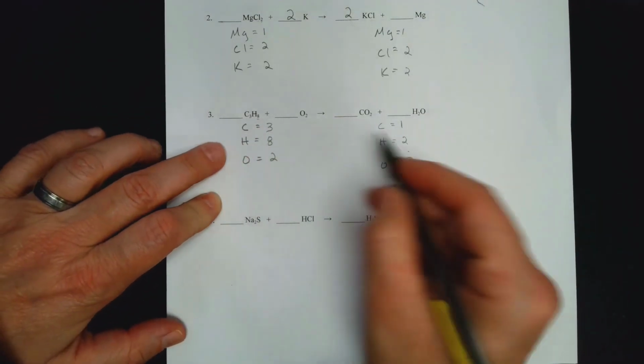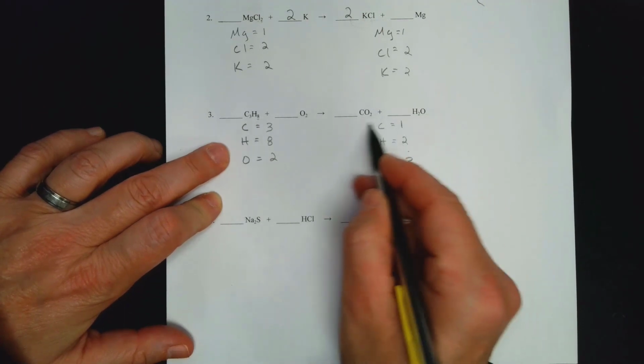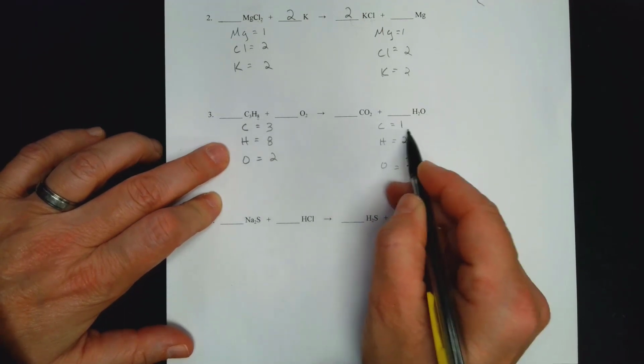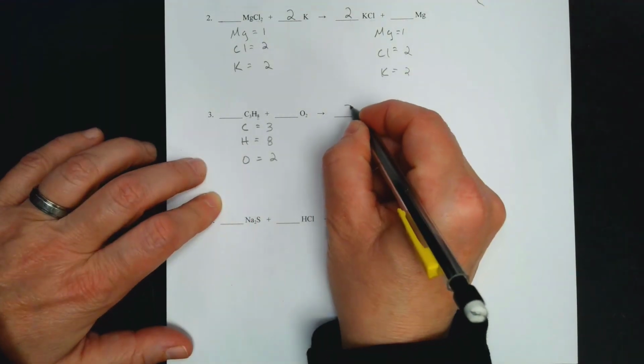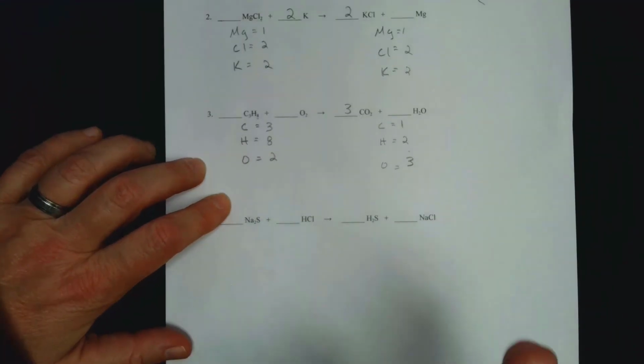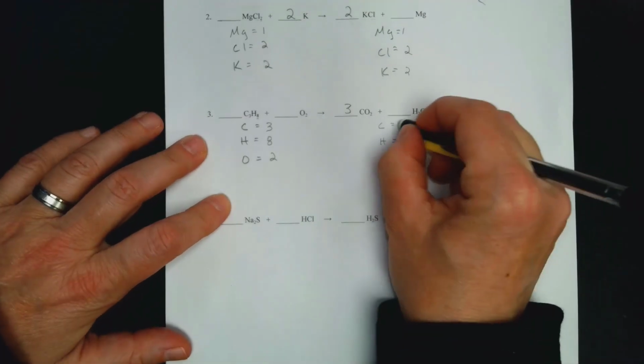So I'm going to take this. Now, the coefficient's going to go here on the product side because this is the lower quantity. I have 1 here compared to 3 here. So I'm going to go ahead and put a 3 right out front here. And now that I've done that, I have to update my quantities.